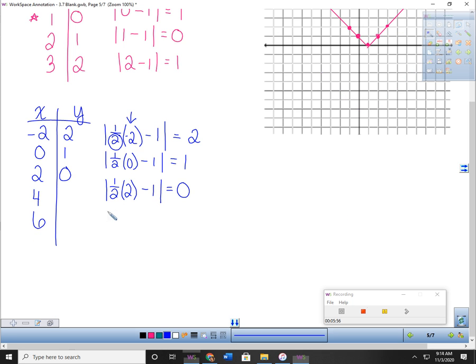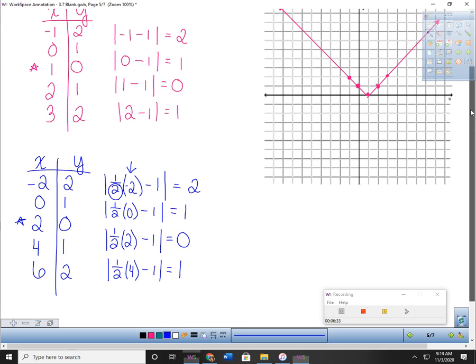Okay. Then we'll do 4. So half of 4 is going to be 2. Minus 1 is 1, and the absolute value of that is 1. We've turned, right? So right there is our vertex. And that means that when I plug in 6, I should get 2, right? Now if you think about it, half of 6 is 3, right? Minus 1 is 2. Okay? Remember, that only happens if you're going up the same amount every time, right?